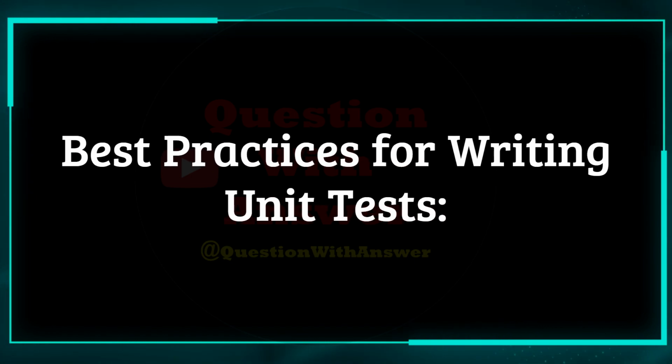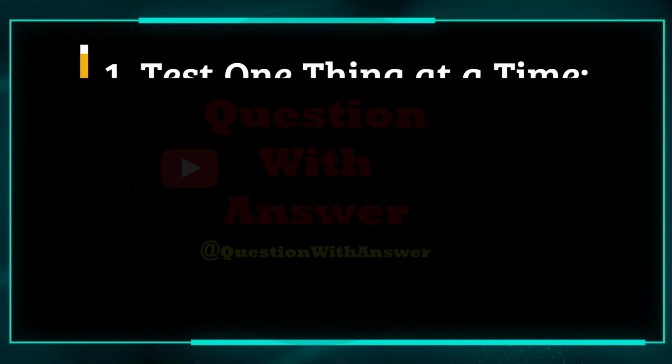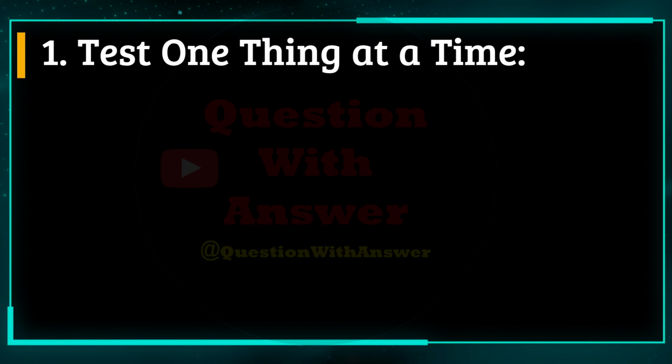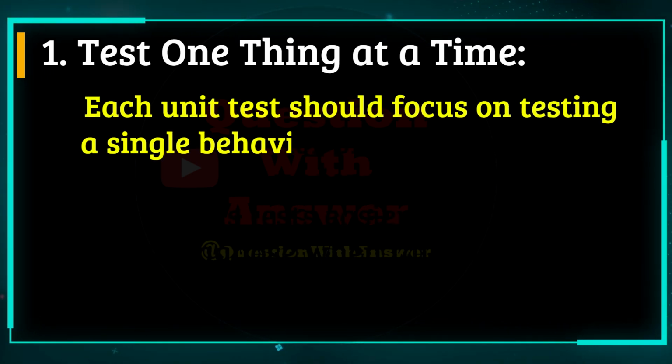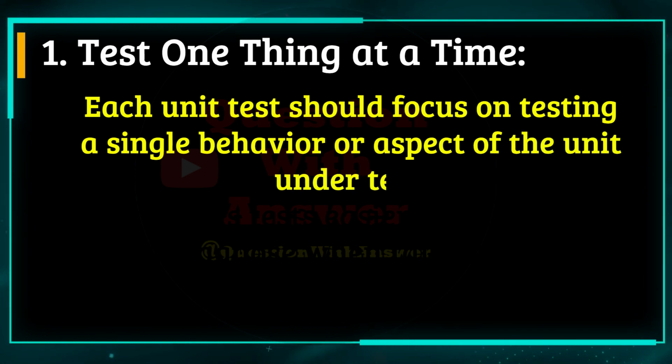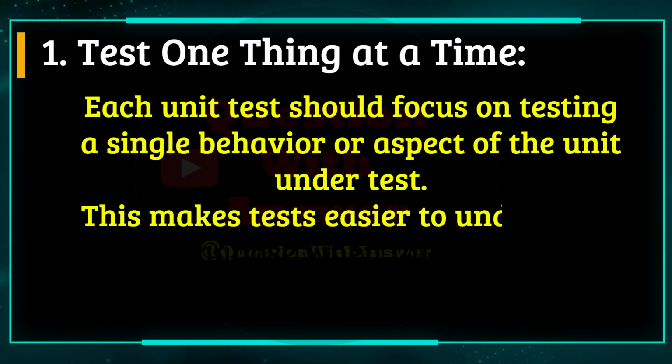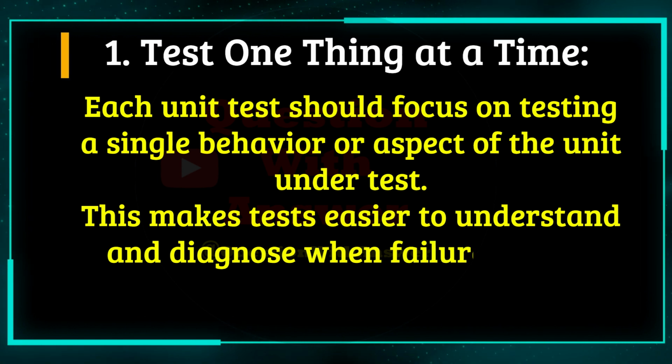Best practices for writing unit tests. 1. Test one thing at a time. Each unit test should focus on testing a single behavior or aspect of the unit under test. This makes tests easier to understand and diagnose when failures occur.